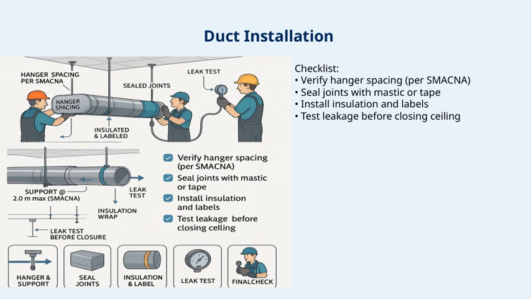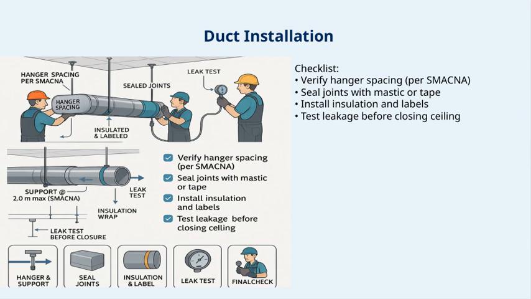Now, let's talk about the duct installation process. First, it's crucial to verify the hanger spacing according to SMACNA standards. This ensures the ducts are properly supported and reduces the risk of sagging or damage over time. Next, we need to seal all joints using mastic or tape. This step is vital because it prevents air leaks, which can compromise the system's efficiency.